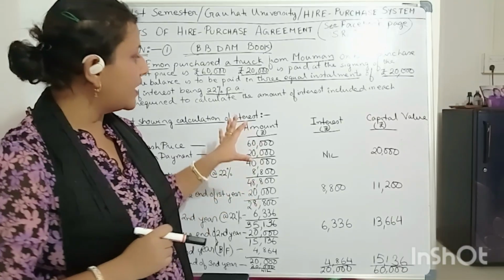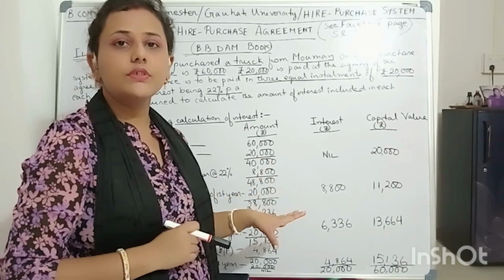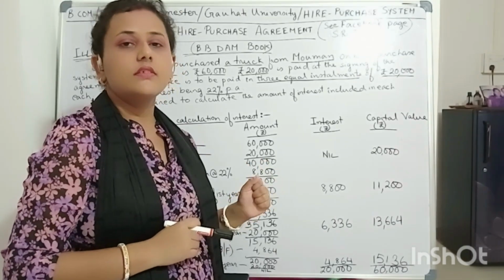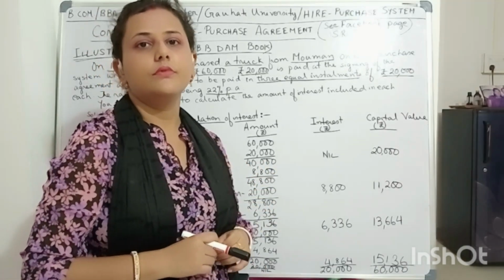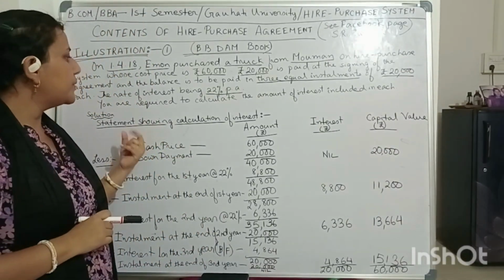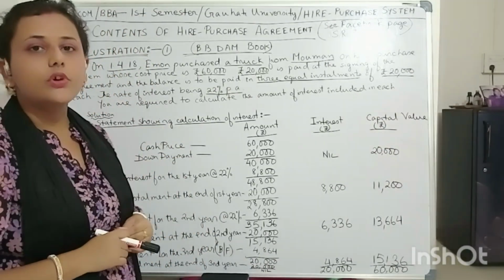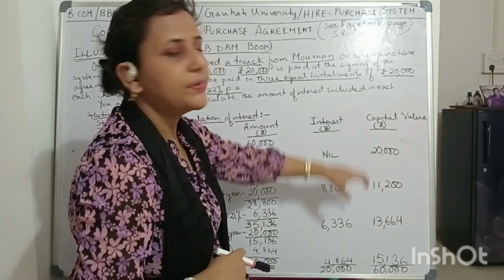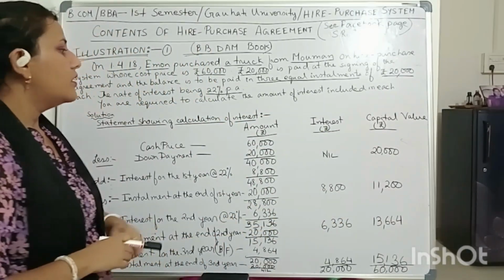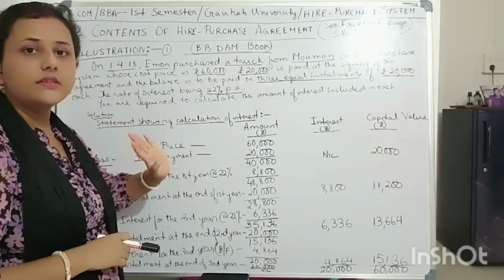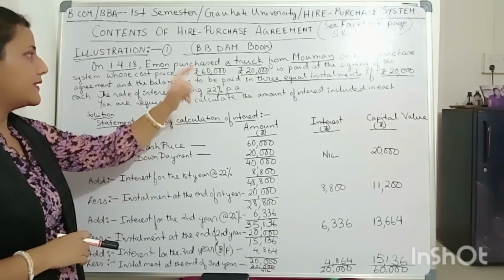This is a very important topic in the hire purchase system, to find out the amount of interest included in each installment. So you have to prepare a statement showing calculation of interest, with an amount column, interest column and capital value. You write the cash price, 60,000, given. This is the cash price of the asset.